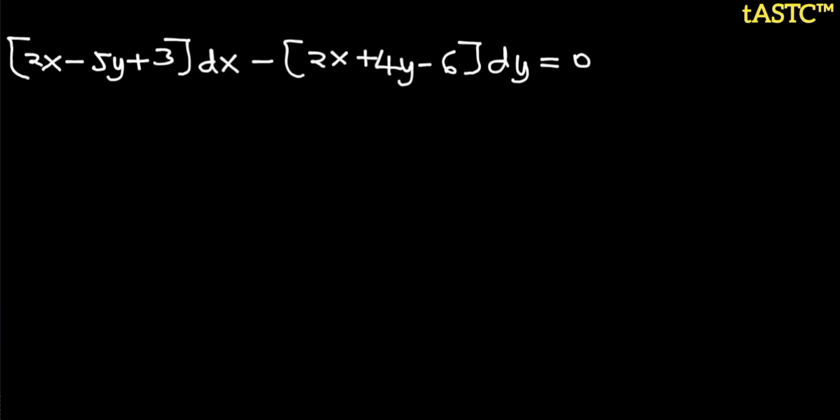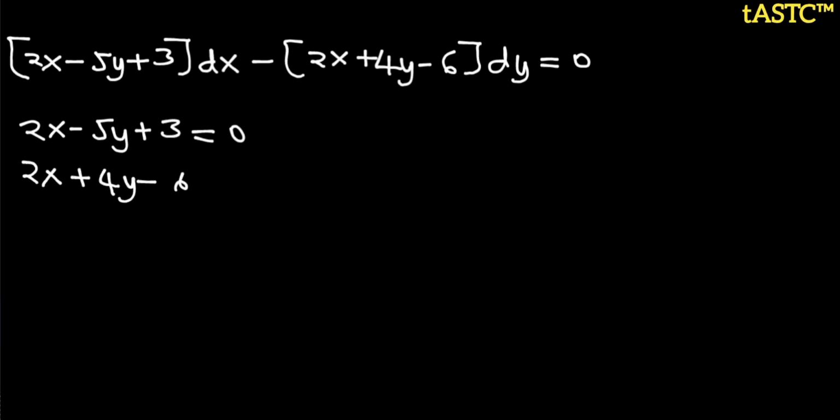Now the first thing you need to do, you need to take out the values of the functions in terms of x and y and solve them simultaneously. So we are actually going to have 2x minus 5y plus 3, and this will be equal to 0. Here you're going to have 2x plus 4y minus 6, and this is also equal to 0. Now if you wanted to solve this using the elimination method, we can actually subtract this equation by this equation. That is taking this equation and subtracting it from this one.